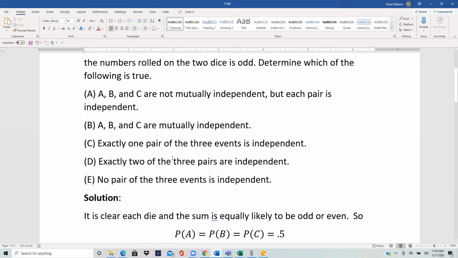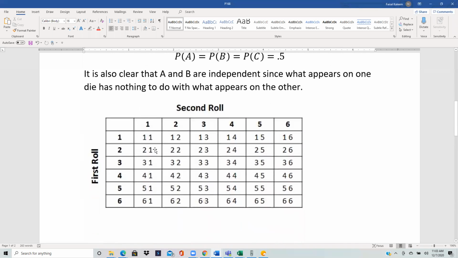Now, it's clear that each die and the sum is equally likely to be odd or even. Each die is 1 through 6, so it's equally likely to be odd or even. And the sum, by symmetry, if you look at the 6 by 6 array, when two dice are rolled, you see the sums alternate in these 36 points. The sums alternate being odd and even. So like 1 1 is even, 1 2 is odd, 1 3 is even, and so on.